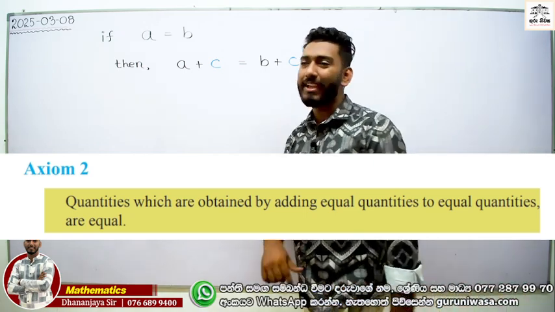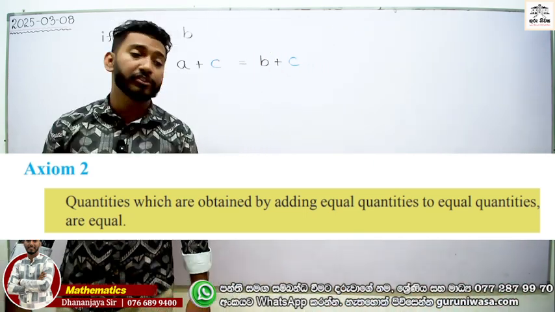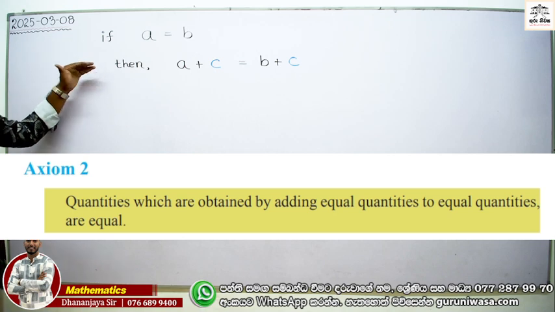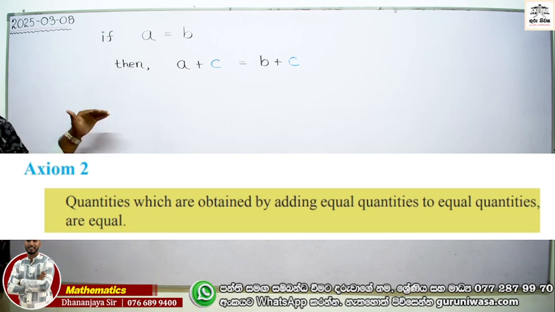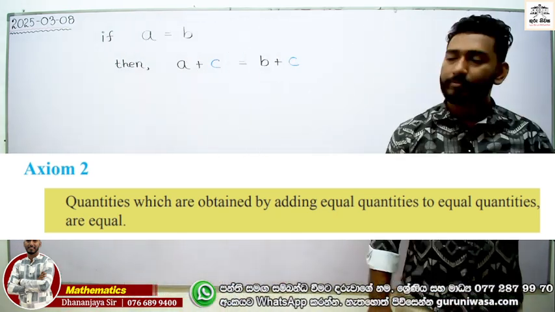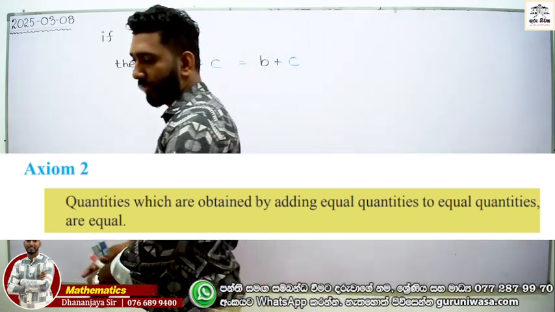Write the topic as axiom number two and put the star mark and write these things. Write these three things. First one, second one, and the third one as a star mark. Right. Hurry up. This is axiom number two.